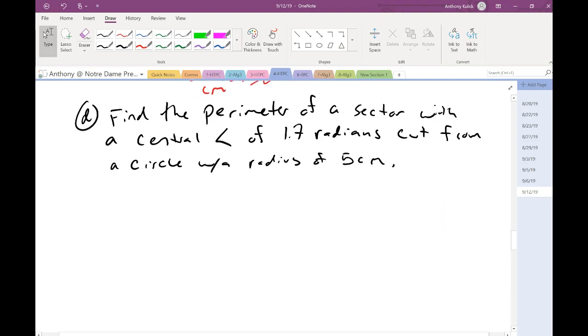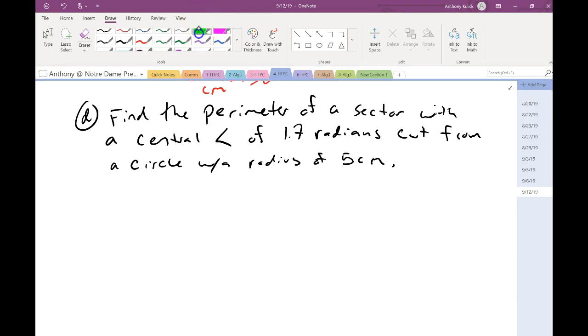So let's say we're asked to find the perimeter of a sector with a central angle of 1.7 radians, cut from a circle with a radius of 5 centimeters. So there's probably a little bit of light unpacking that we should do based on the vocabulary of this question. There's two words specifically in this question that we should probably review what they mean. So the first thing I'm going to ask about is, what does it mean when we're asking for the perimeter?